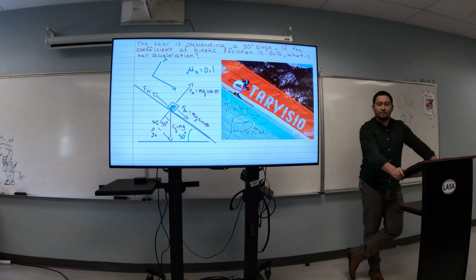If we have the formula that defines the F sub n, we can use that with the kinetic friction to find the force of friction, and then we subtract the force of friction from the F sub gx. That gives us our net force, and then we can use the mass of the skier to find her acceleration. That's exactly right.